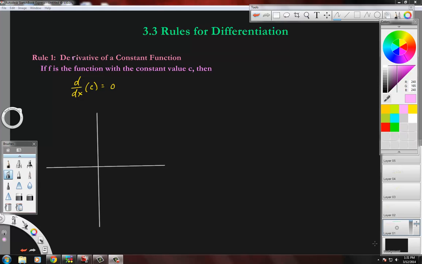Hello, welcome to 3.3 Rules for Differentiation. And I want to go over two of these with you right now. Let's do this. Rule 1 is the derivative of a constant function.